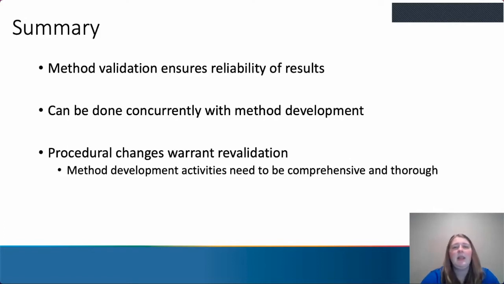In summary, the method validation process ensures the reliability of your results. So you can validate your method in concurrence with your development activities. So you don't have to do these sequentially. And lastly, procedural changes. Anytime you make a change to your procedure, it may warrant another validation. So make sure you're using risk assessments, looking at what's changed in order to determine if a revalidation is necessary. So be sure that you're comprehensive and thorough during your initial validation, and that'll also help you avoid unnecessary revalidation.